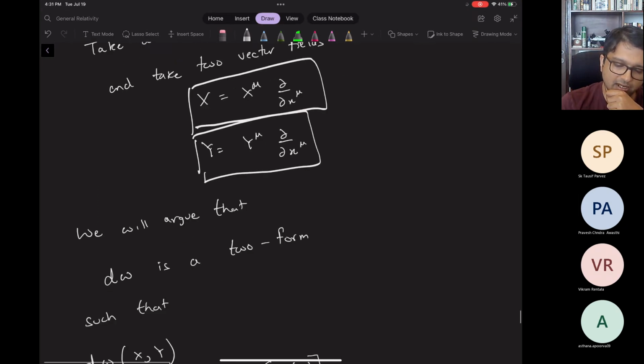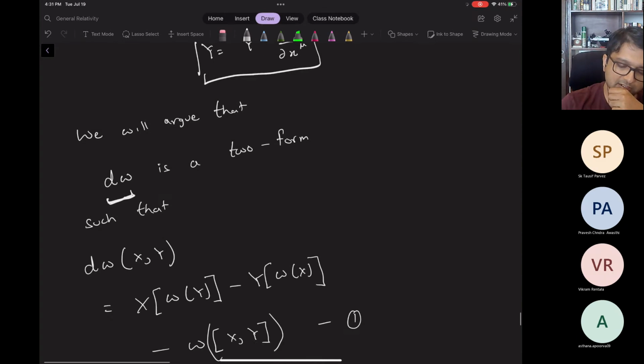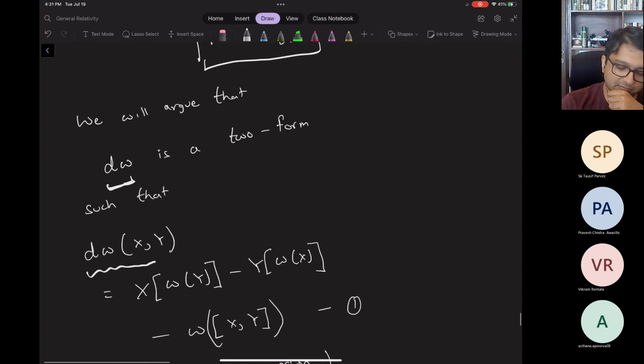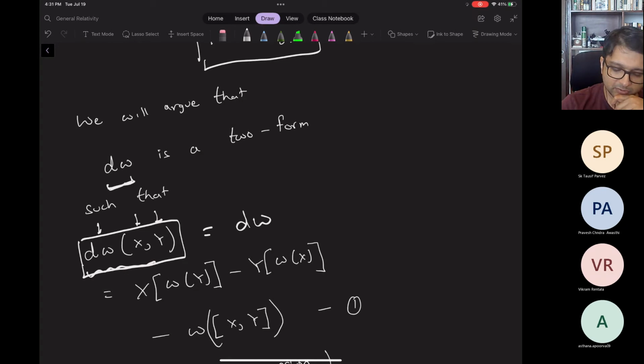And we'll argue that d omega is actually a 2 form such that d omega of xy, so d omega is a 2 form. It takes in 2 vectors as inputs because it's a 0-2 type tensor. And it's fully anti-symmetric, which means that this is equal to minus d omega yx.